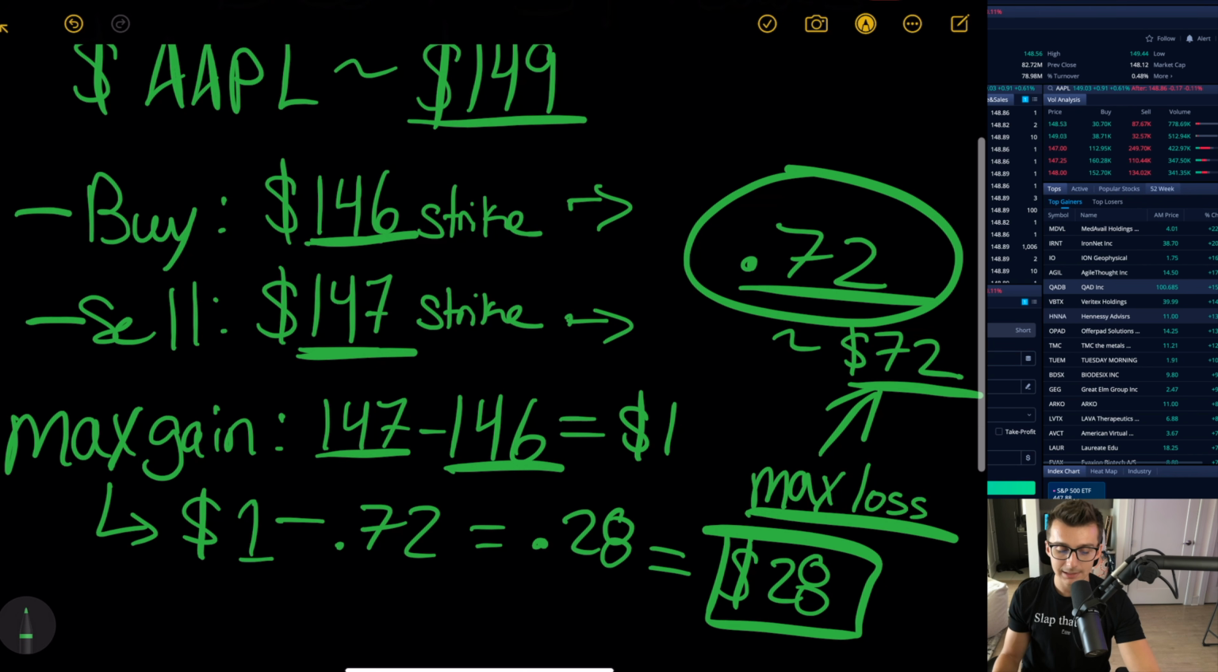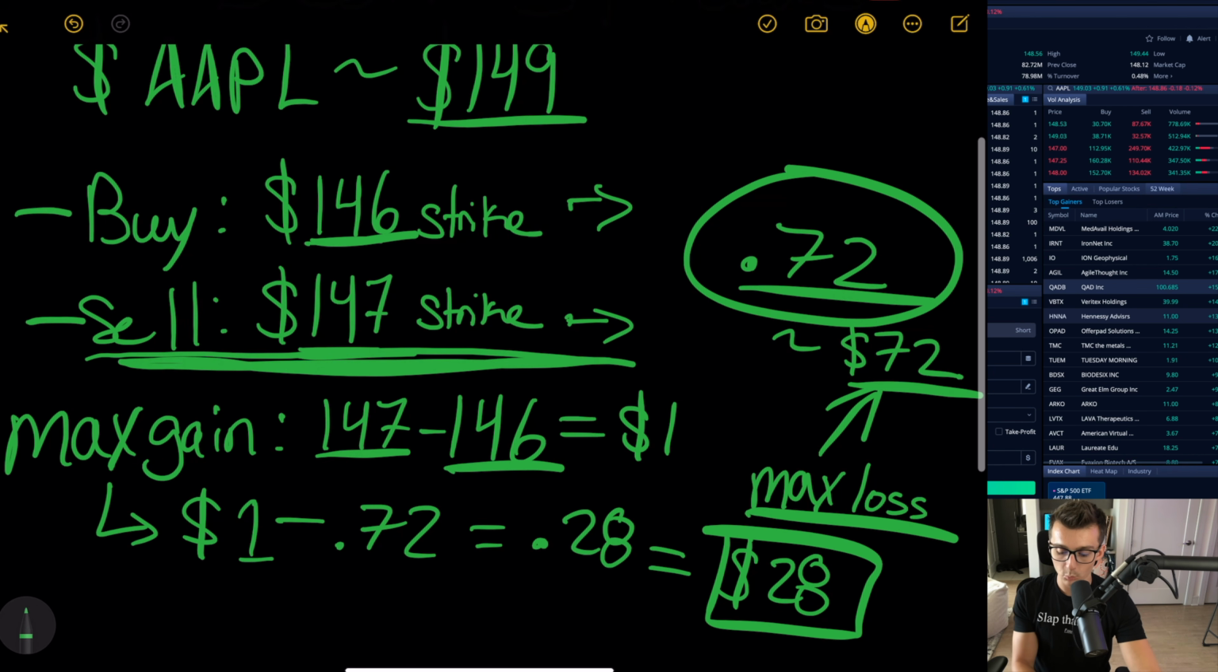How do you get that max gain? That means that Apple must close over the strike price that we sold. Apple must close over this 147 strike to give us this max gain right here.